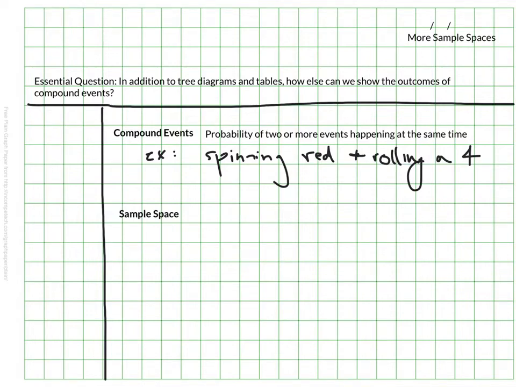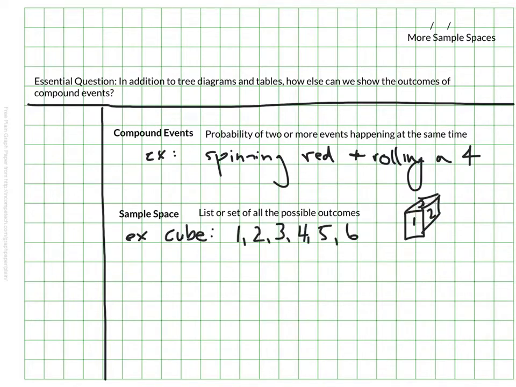A second reminder is the term sample space itself. Remember that a sample space is just the list or set of possible outcomes. For example, on a number cube, we could list all of the possible things that could happen if we roll it. And of course, the sample space for a typical number cube would just be the numbers 1 through 6.